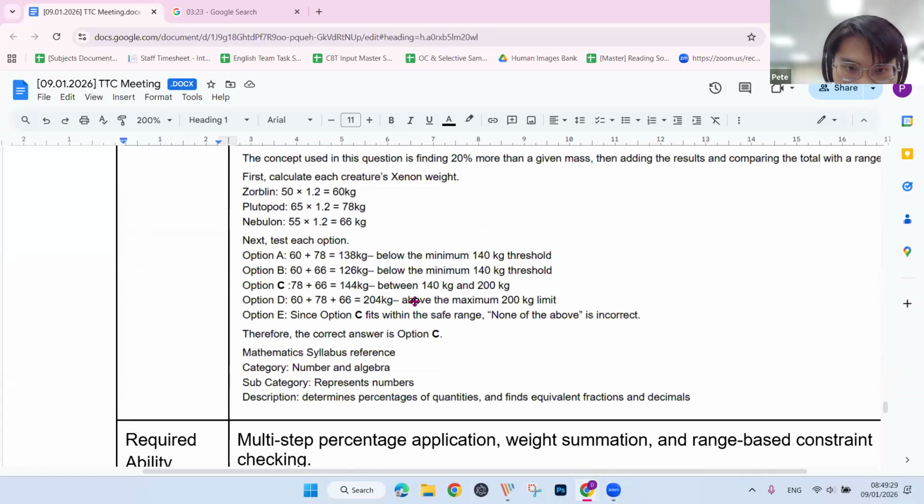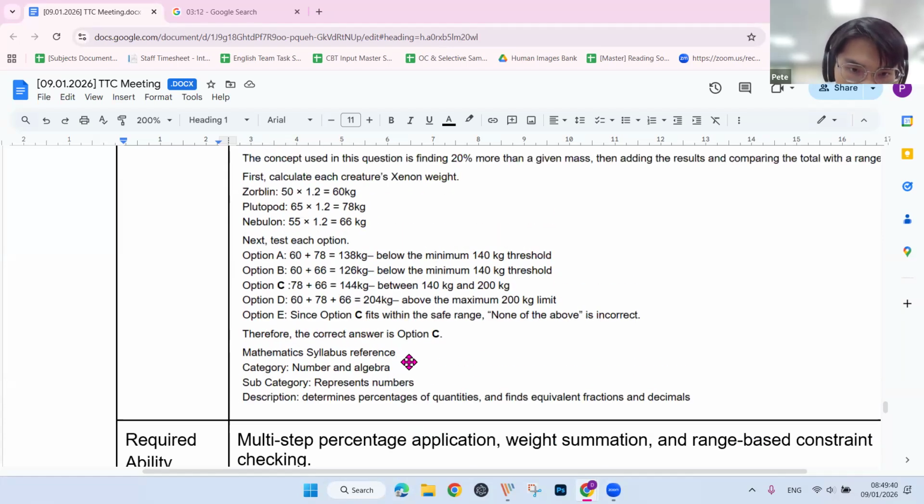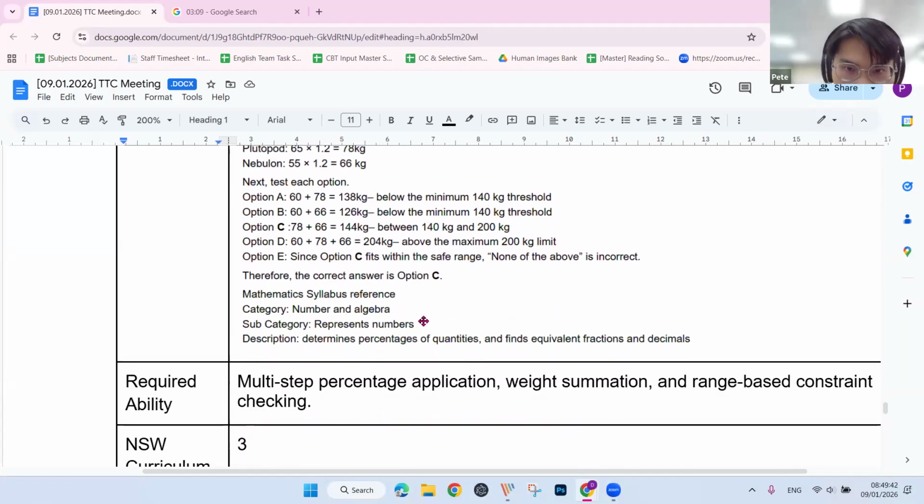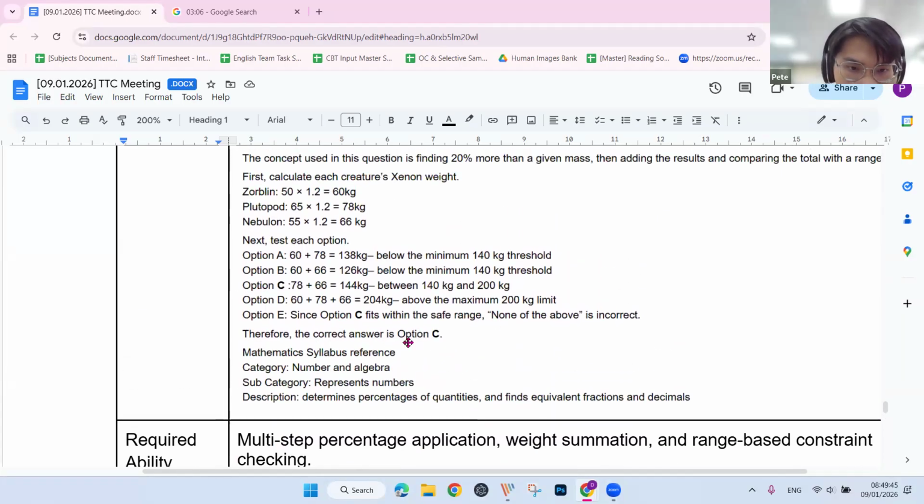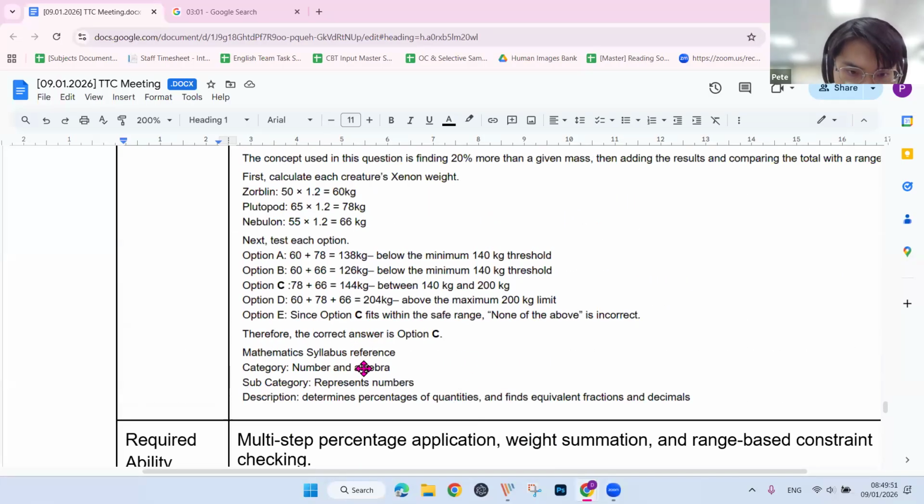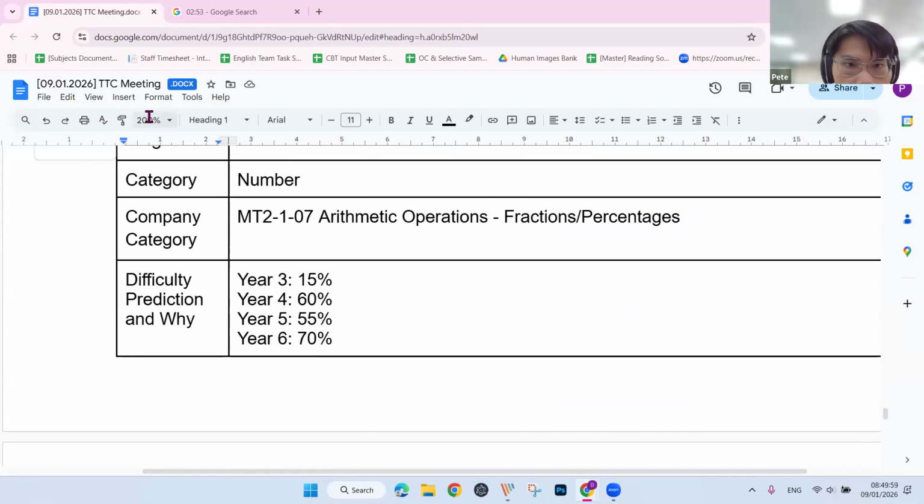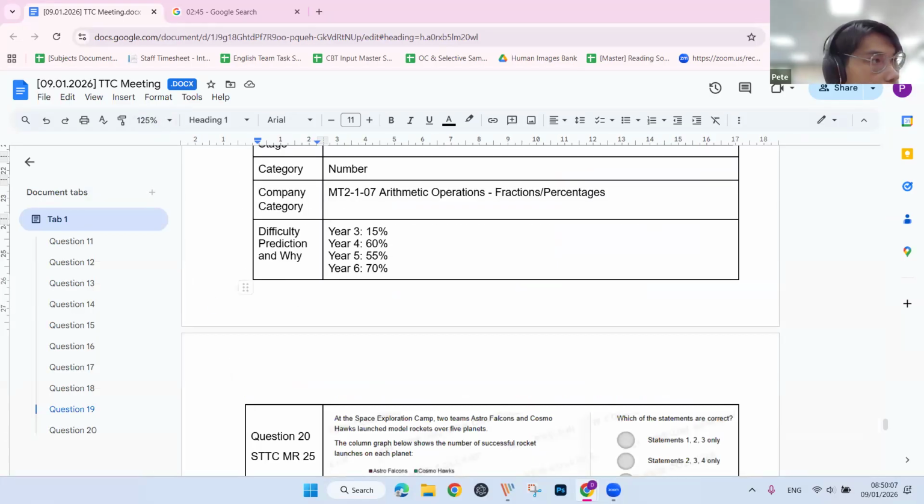Option A is below the safe number. Option B is also below the safe number. Option C is 144 kilograms, which fits within the safe range. Option D is above the safe weight. So the correct answer would be option C. The category is MT21707, arithmetic operation, fractions, percentages.